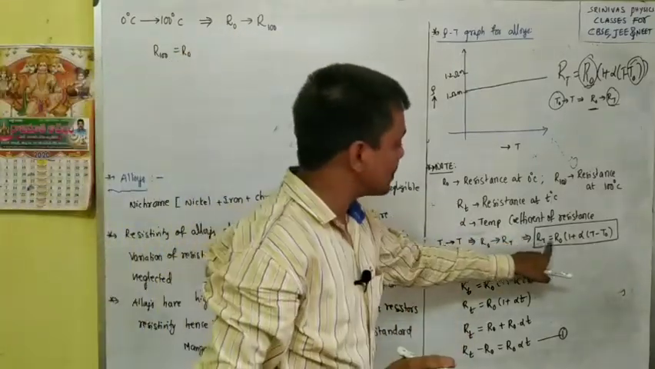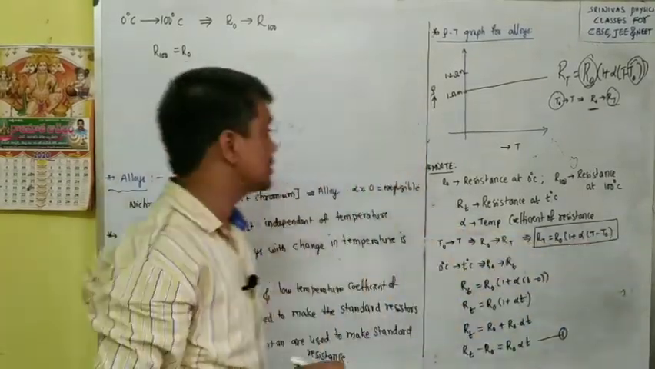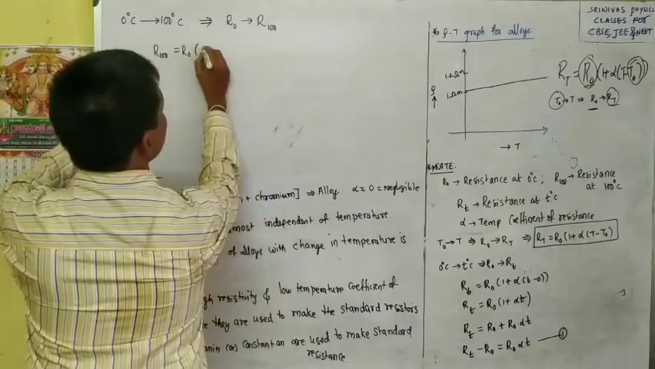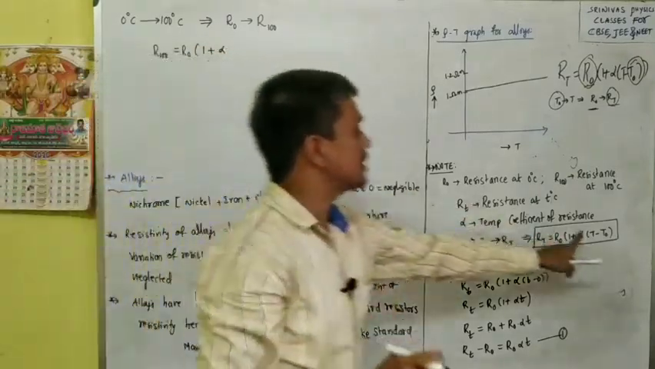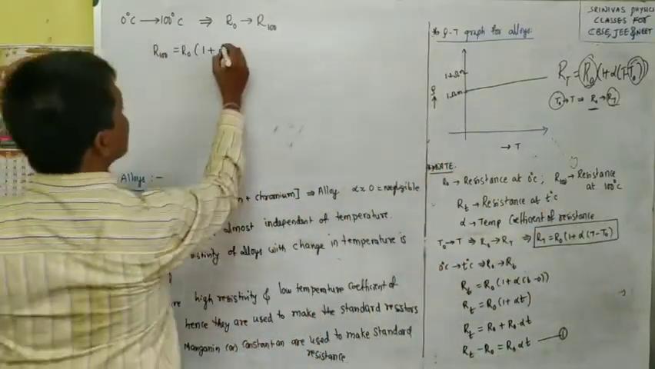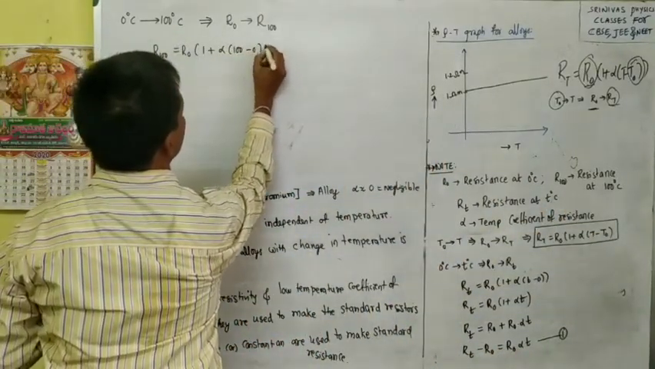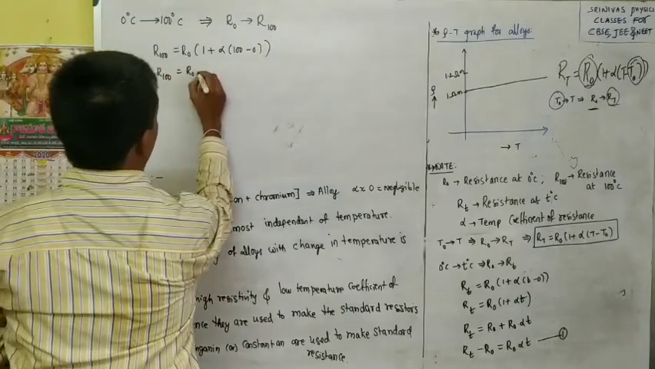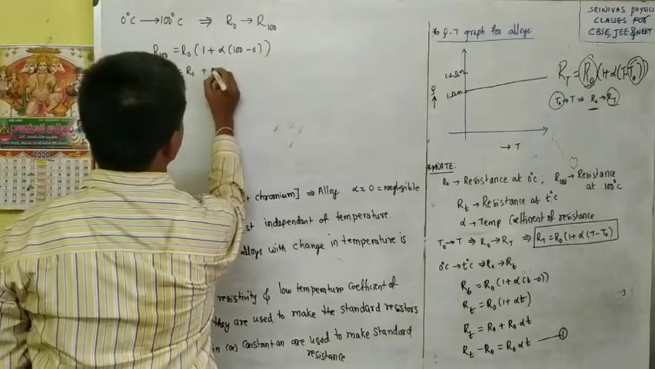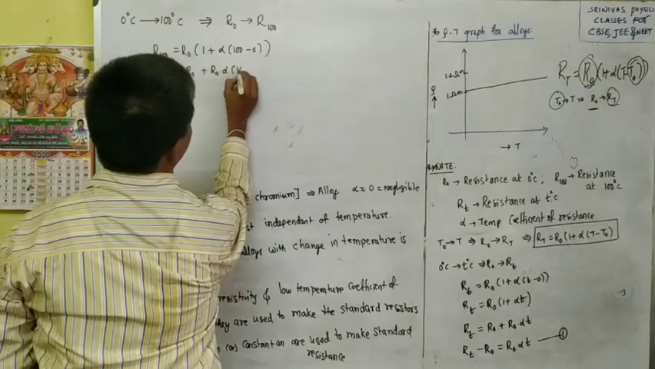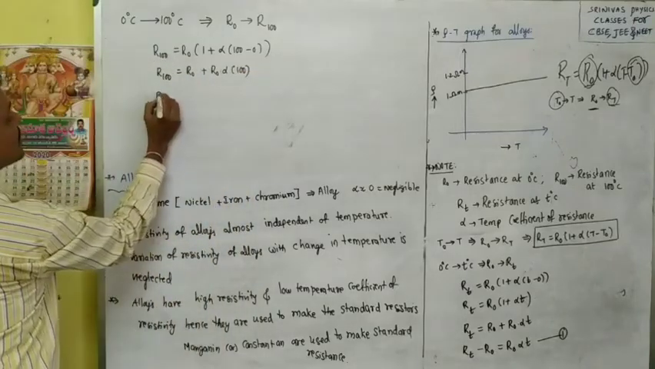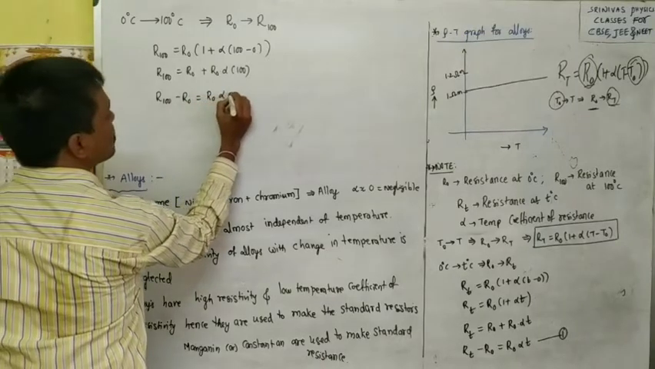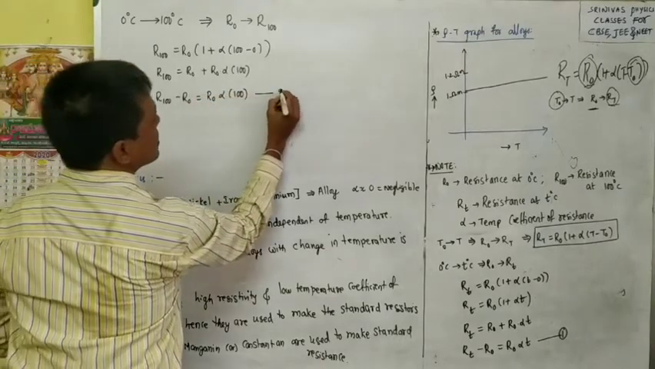Final resistance is equal to initial resistance into 1 plus alpha into change in temperature. Final resistance R100 is equal to initial resistance R0 into 1 plus alpha into change in temperature, and the change in temperature is 100 minus 0. We write R100 is equal to R0 plus R0 into alpha 100. Taking R0 to the left side, R100 minus R0 is equal to R0 into alpha 100. This is equation 2.